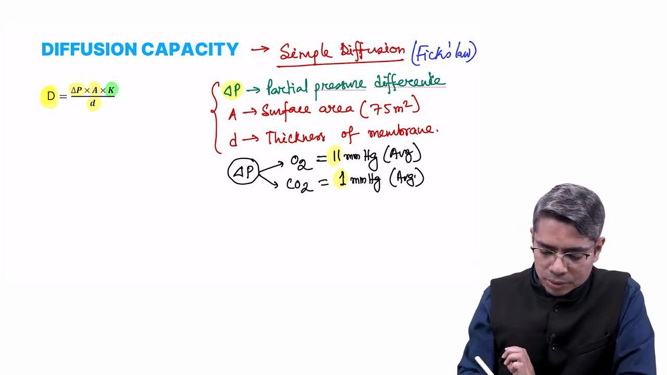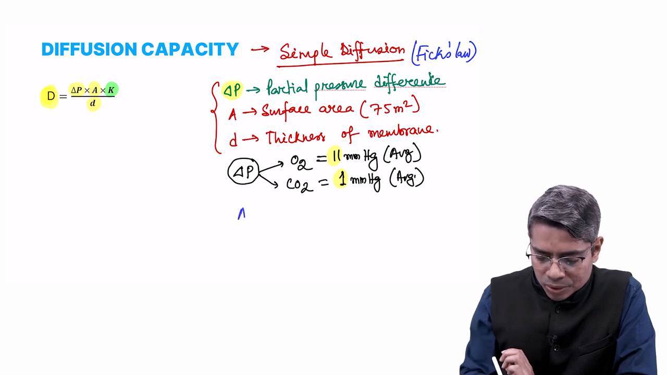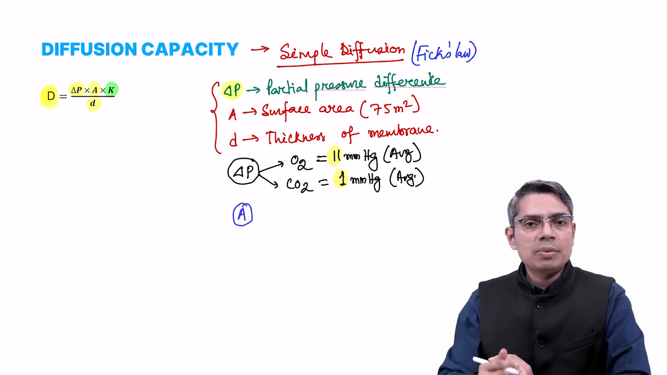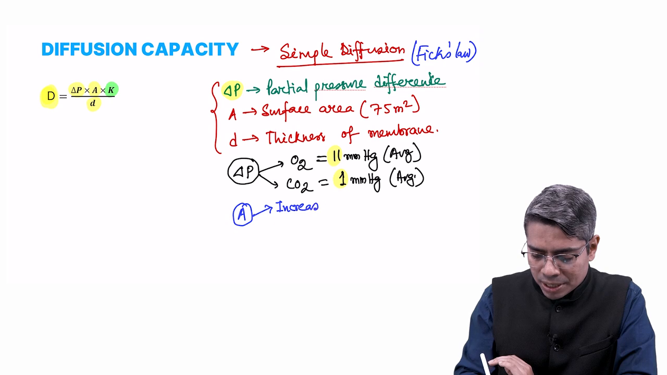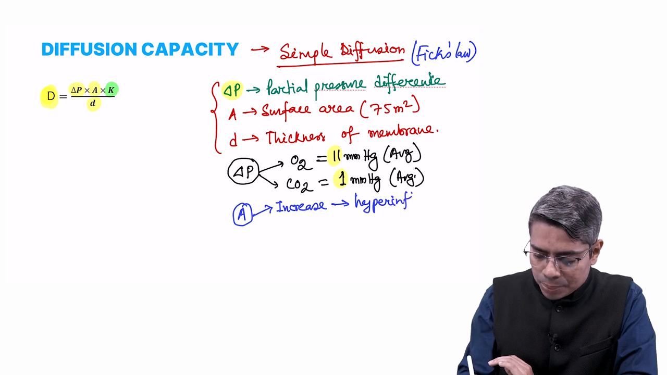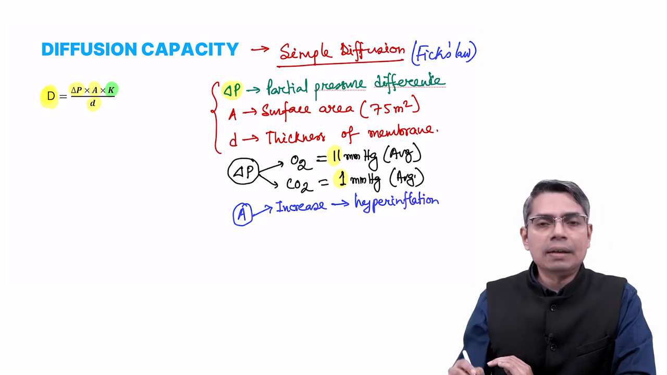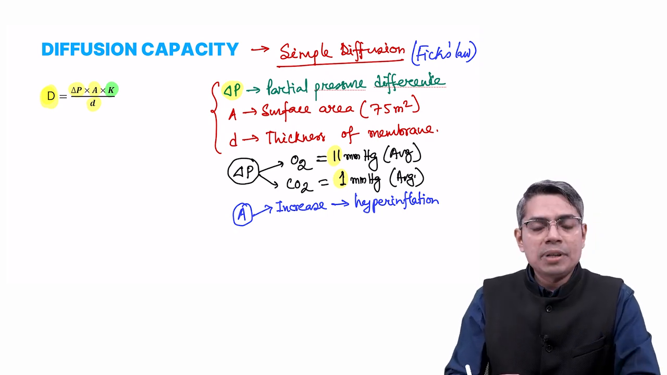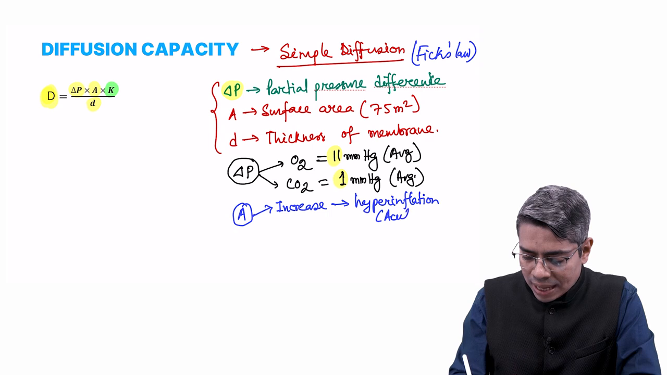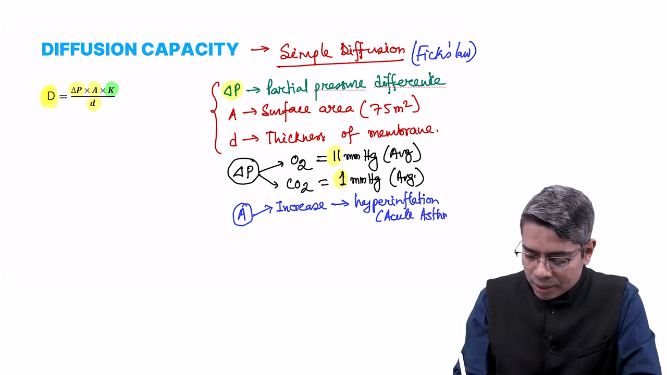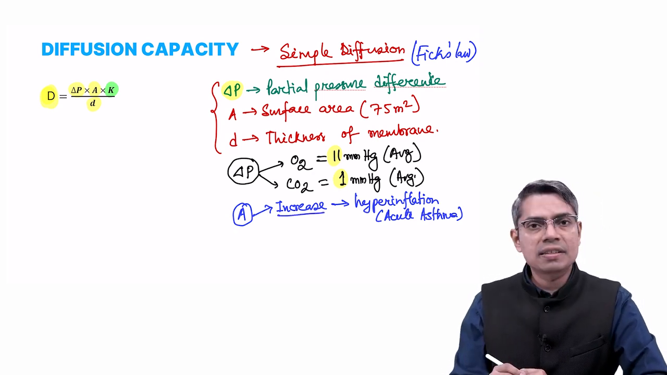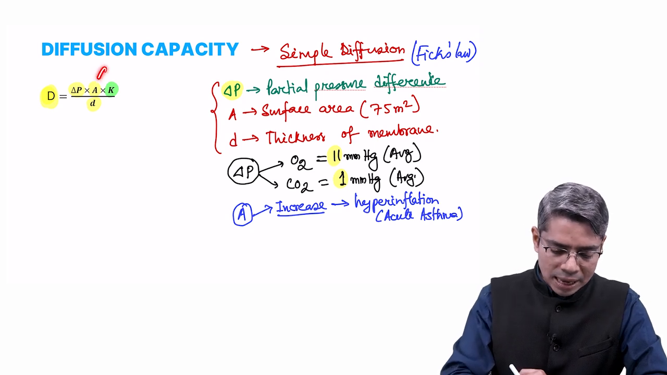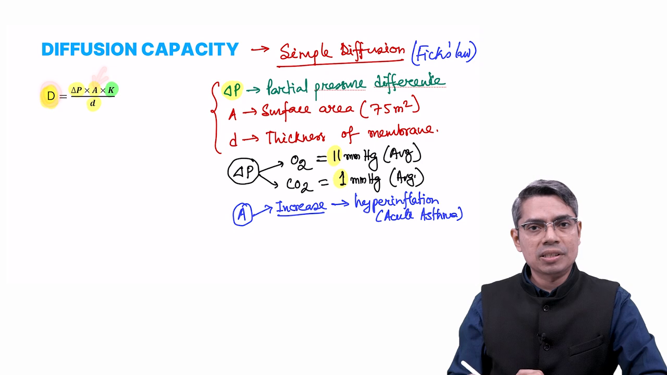Okay. Now coming to the A, surface area of diffusion. Surface area of diffusion may be increased. Suppose there is hyperinflation of the lung, for example, in case of acute asthma, there is a little hyperinflation of the lung. So if there is hyperinflation, there will be an increase in the surface area of the lung alveoli, and if the surface area is increased, then the diffusion capacity will also increase.